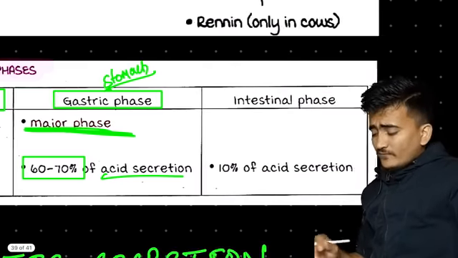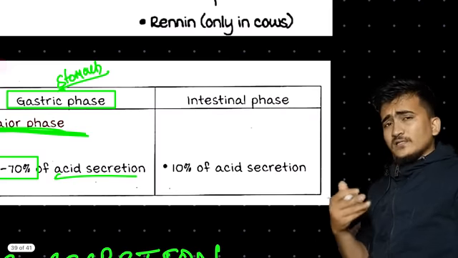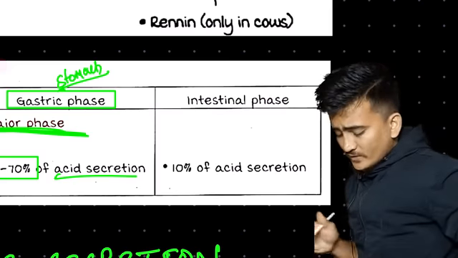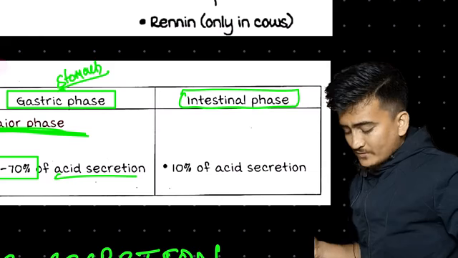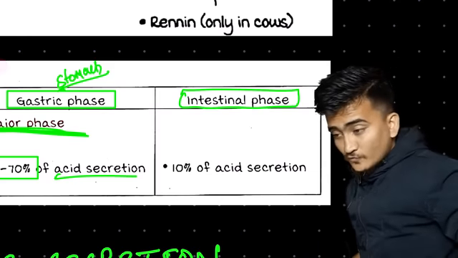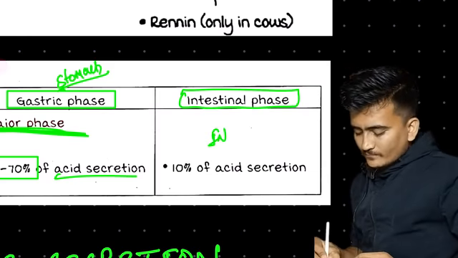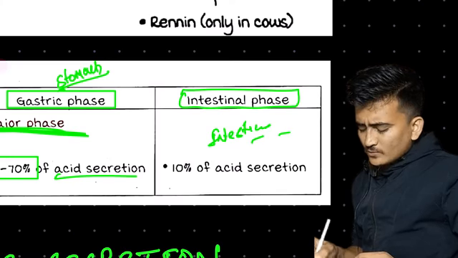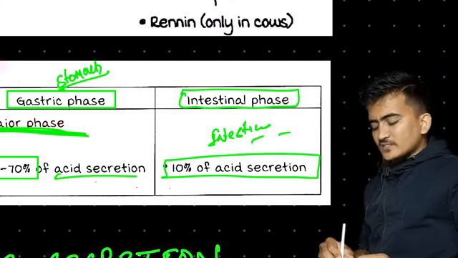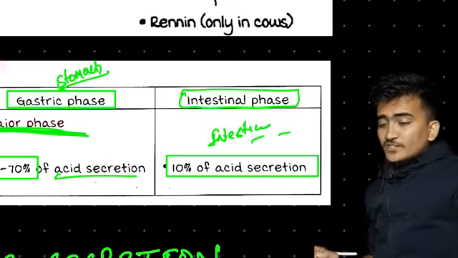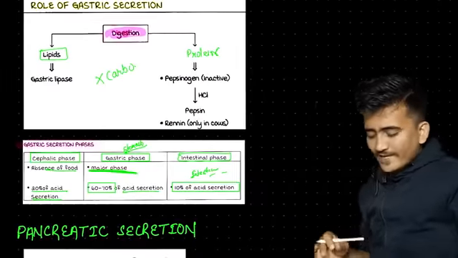Now as the food leaves the stomach and enters into what? Intestine. At that time there will be the intestinal phase, when food moves to the intestine, and this will be responsible for 10% of acid secretion. This was all about our gastric secretion.